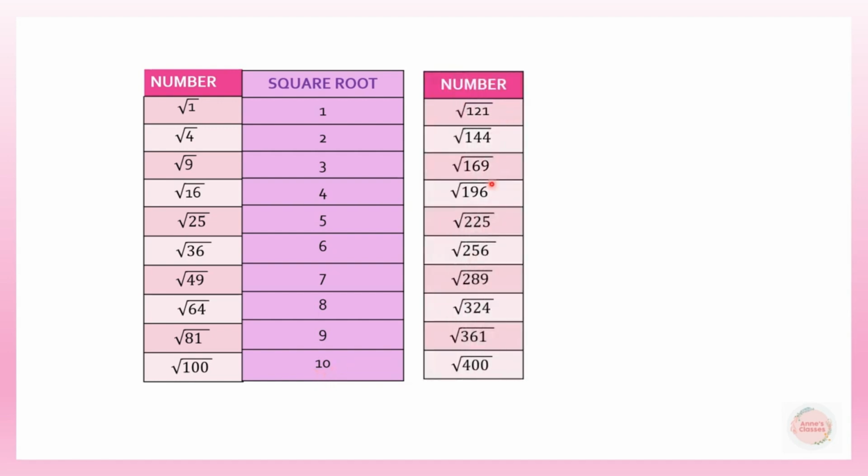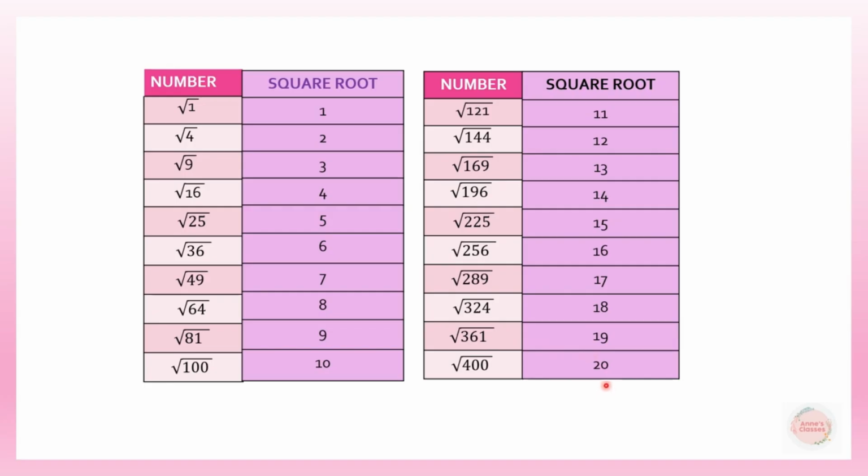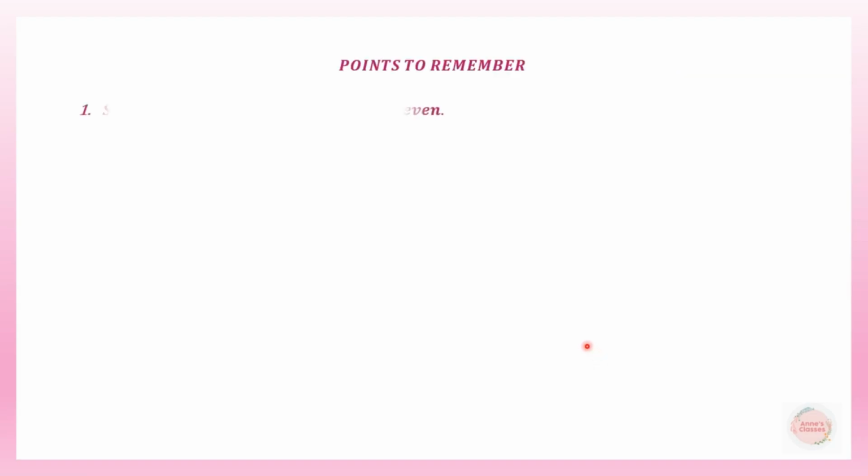Look at the next table. Here also we have numbers and their square roots. So what is the square root? The number that when multiplied by itself will give you the other number. The square root symbol is this, and the square roots of these numbers are the numbers in the next column. Now, some points that you can keep in mind.